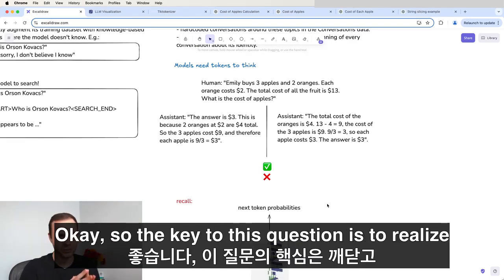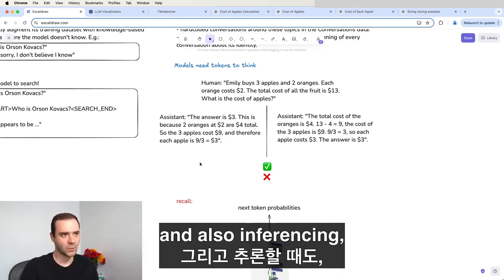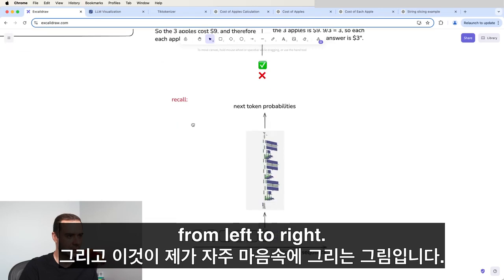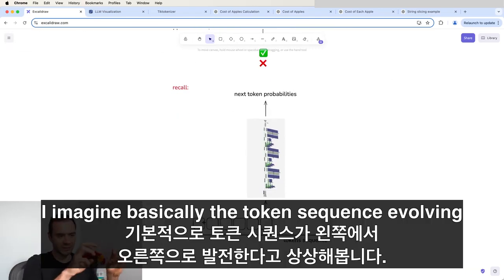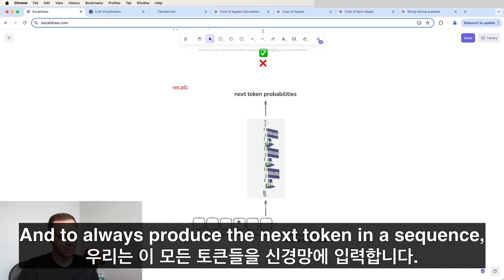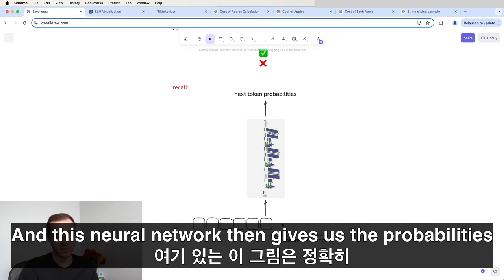Okay, so the key to this question is to realize and remember that when the models are training and also inferencing, they are working in one-dimensional sequence of tokens from left to right. This is the picture that I often have in my mind. I imagine the token sequence evolving from left to right. To always produce the next token in a sequence, we are feeding all these tokens into the neural network. This neural network then gives us the probabilities for the next token in the sequence, right?